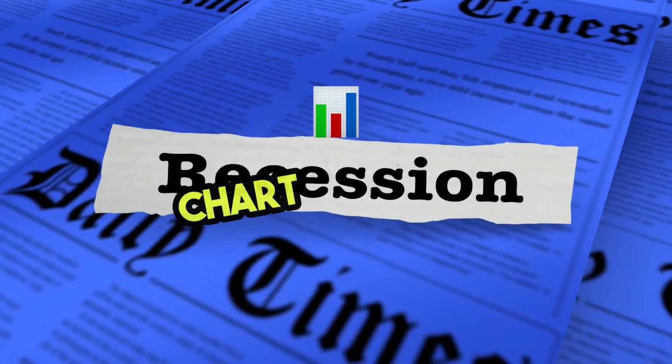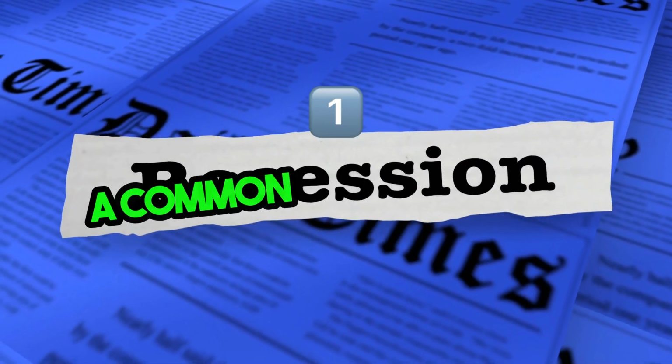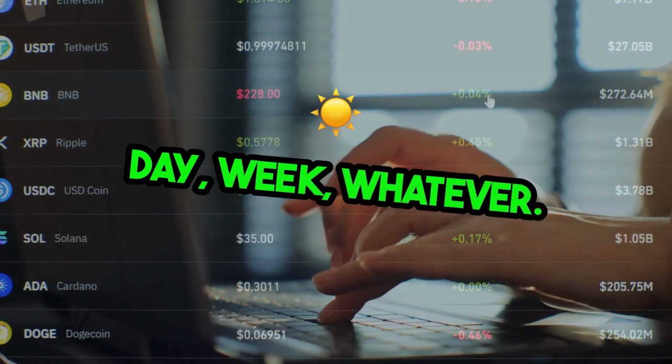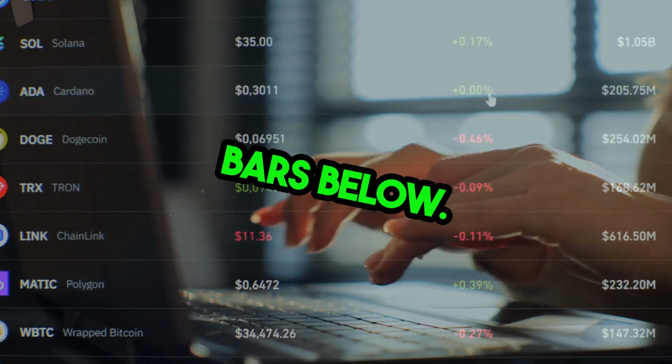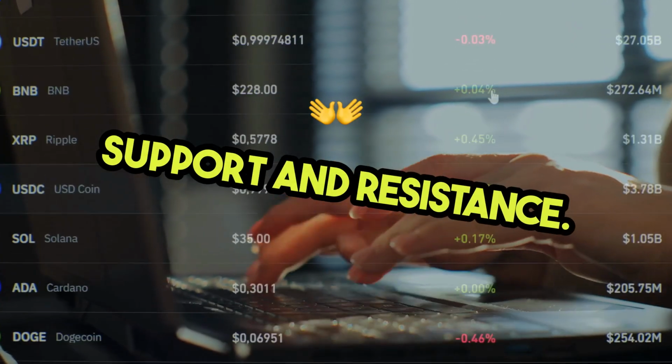Most visual is chart analysis. Analyzing graphs of market data to project future moves. A common one is the bar chart. It shows the high, low, close for a period, day, week, whatever, often with volume bars below. And on these charts, they look for levels and patterns: support and resistance.